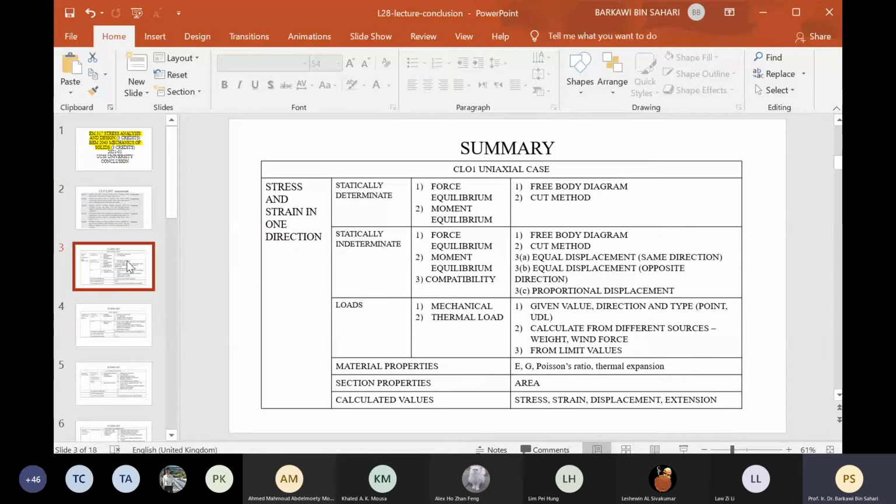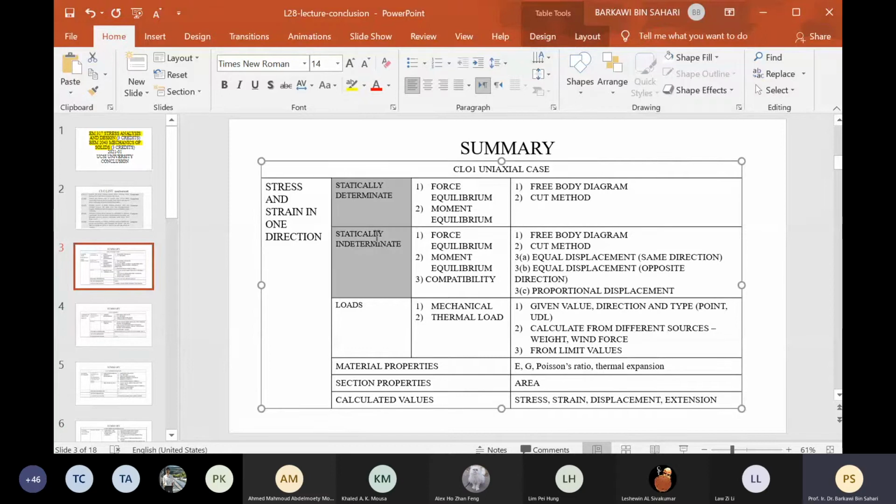Now let's summarize what we have done, and hopefully this will give you some mind mapping, but I don't map mine. It's just what we are expected to know, and you can see what the subject matter is all about. For CLO1 uniaxial case, we break that into 2 types. One is statically determinate and the other is statically indeterminate. So these are the two.